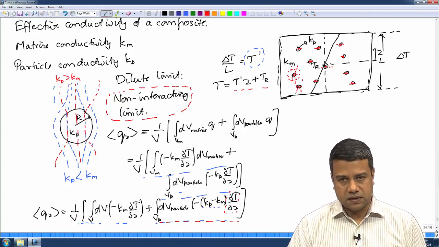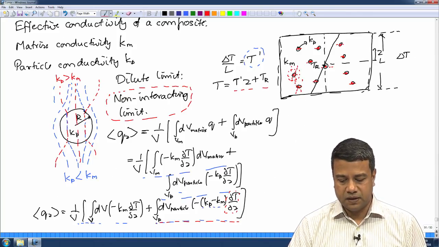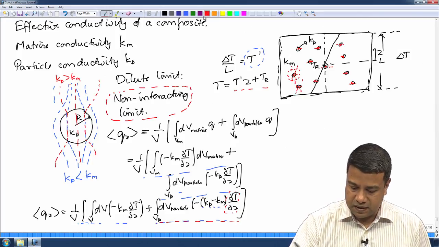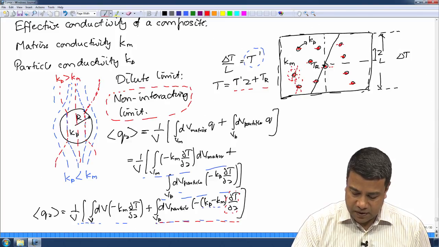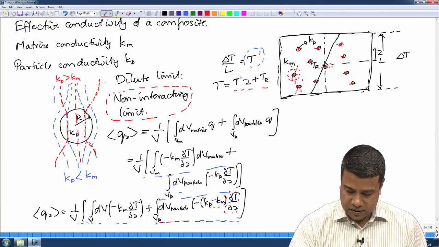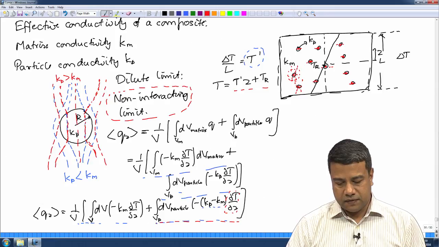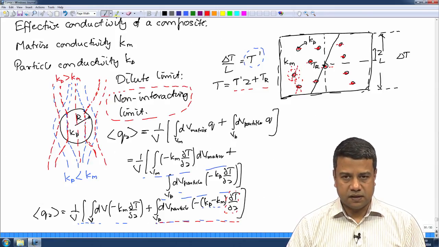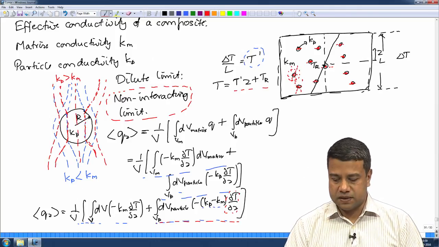The presence of the particles in the matrix results in a disturbance to the temperature field around the particles. As I showed you in the previous class, if the particle conductivity is greater than the matrix conductivity, the flux lines would prefer to go through the particle rather than through the matrix, and therefore they would distort inwards around the particle. On the other hand, if the matrix conductivity is greater than the particle conductivity, the flux lines will go around the particle. This is going to result in a change in the effective conductivity of the whole system, that is the particles plus the matrix.